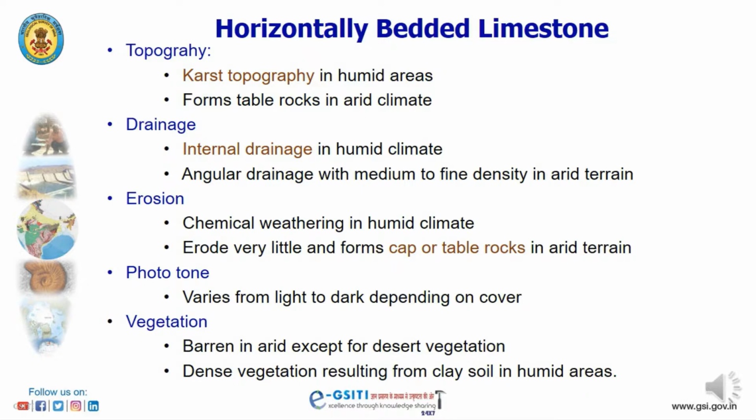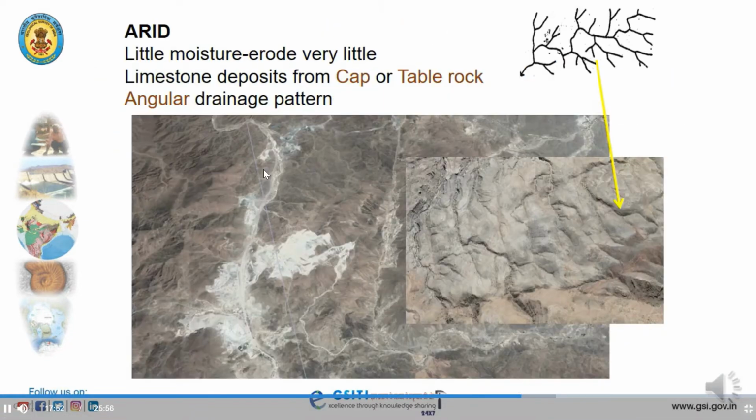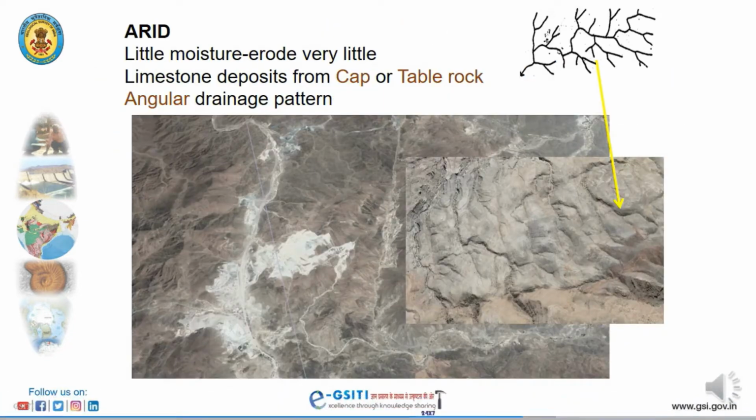Phototone normally light to dark depending on the cover. Vegetation mostly barren in arid conditions, and vegetation is visible if the soil cover with clay formations is there. Here we can see the karst topography as well as sinkholes and depressions with internal drainage pattern. This is a condition in a humid climatic terrain.